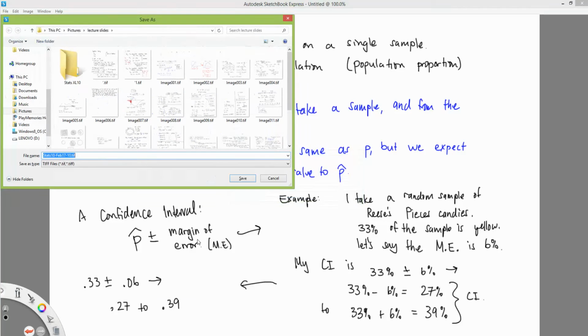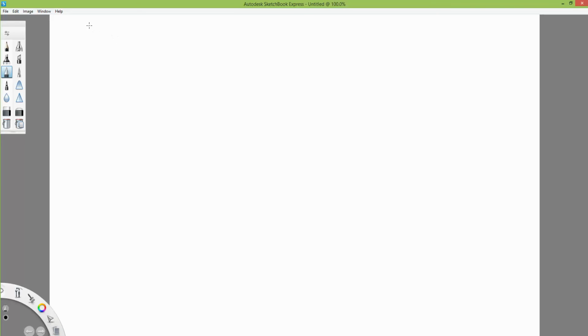hard part of the math. It's not that hard, okay? All right, so confidence interval, again, continued. Basically, it's going to be p hat plus or minus the margin of error, okay? And the margin of error is given by z star times the standard error, okay?